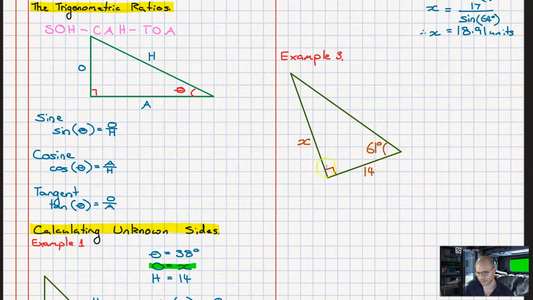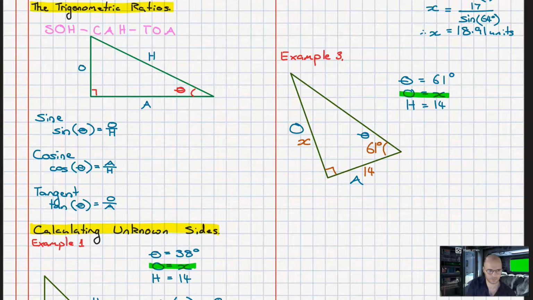Alright, example 3 now. We have this right angled triangle. The angle of interest is 61 degrees. So that's our theta. The opposite is denoted by x, and the other side of interest is the adjacent. The one that we're not using is the hypotenuse. So what we have is theta equals 61 degrees, opposite is unknown, and adjacent is 14. We're solving for the opposite.